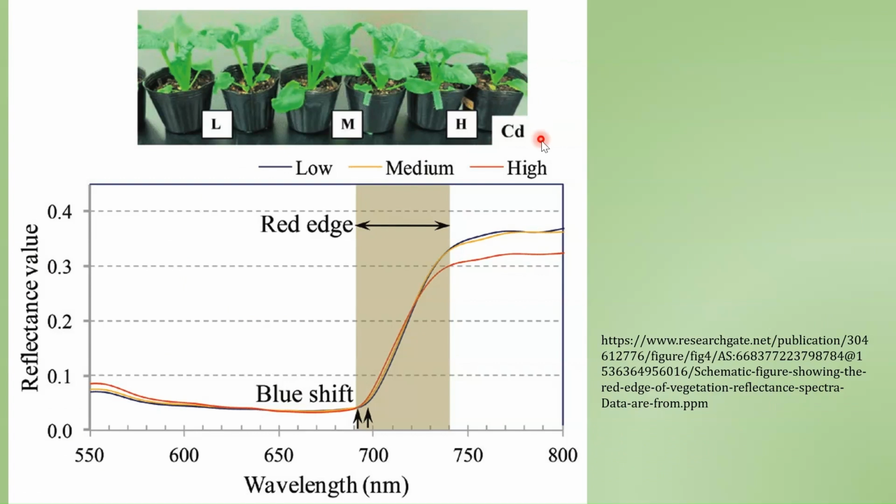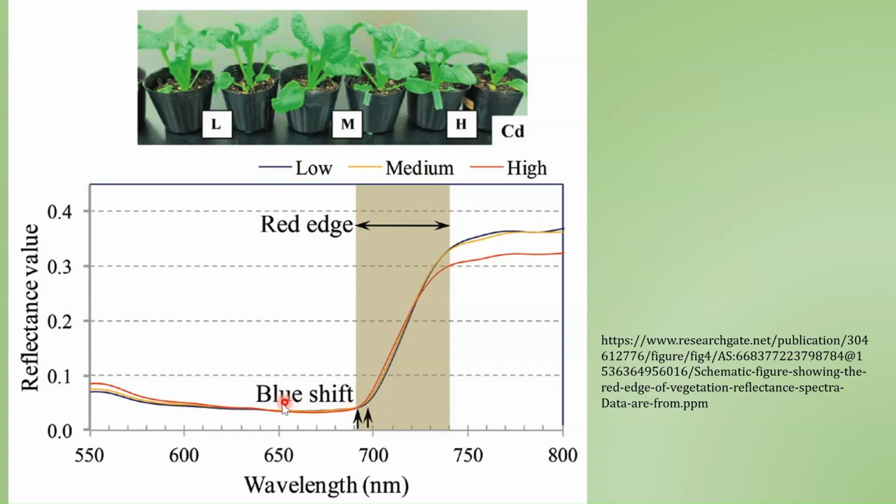This image has been taken from a research paper where the authors exposed the plants to different concentrations of cadmium to understand the stress condition. So here we have the low, medium and the high concentration. Red line is representing the reflectance pattern of the plants which are exposed to the high concentration of cadmium, and the blue line is showing the plants which were exposed to the low concentration.